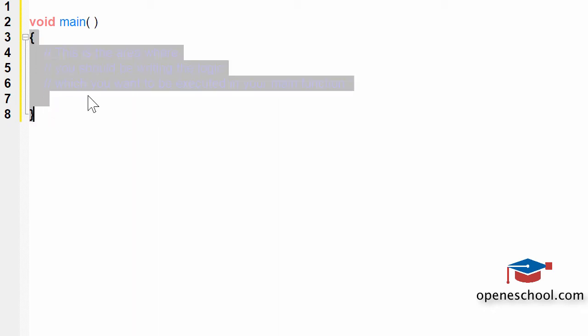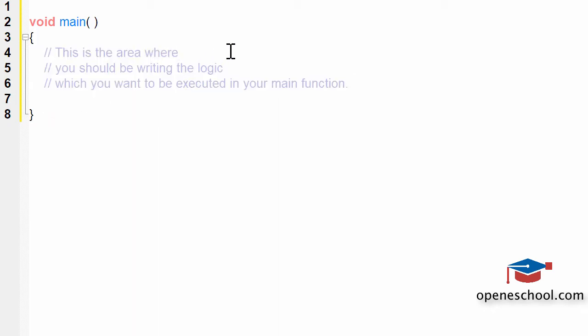Inside the starting and the ending curly brackets, this is where you will write your variables, or you will be calling the external functions, whatever logic you want to write in the main function. So this is how you can create a main function in your C program. Remember that it is one of the most important functions. And when you write any C program, you have to write the main function in that program.